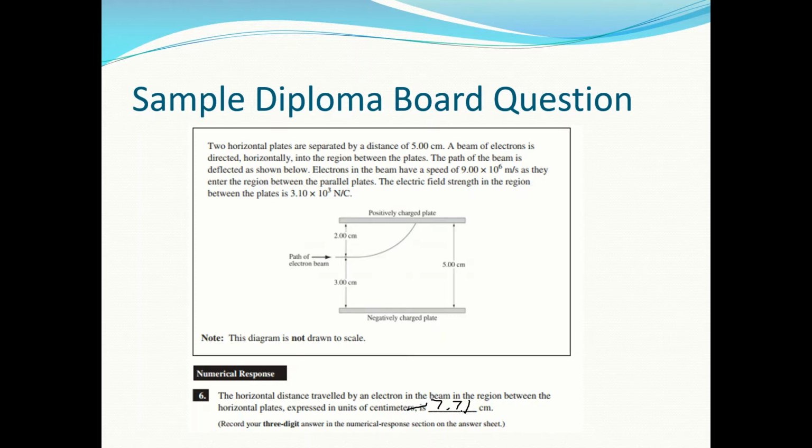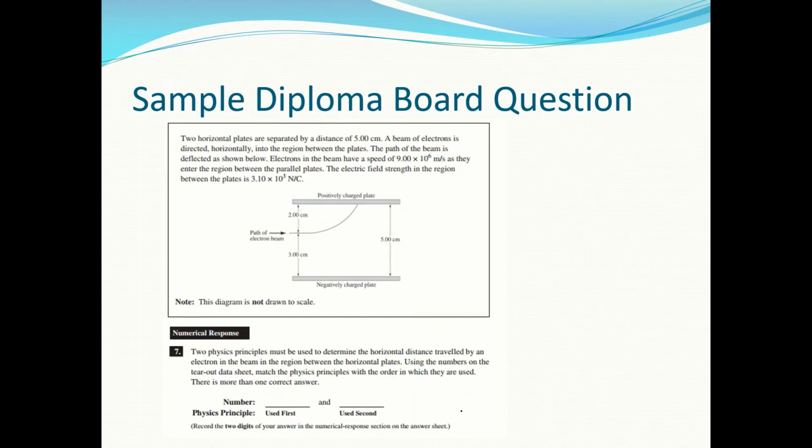Okay, that's how you do that one. What physics principle did we use? Well, I showed you what physics principles we used. So in the x, we used physics principle 0. This one we used 1. It says you used first, use second. It doesn't matter which one you put first and second. It'll be 1, 0 or 0, 1. It marks them both correct.